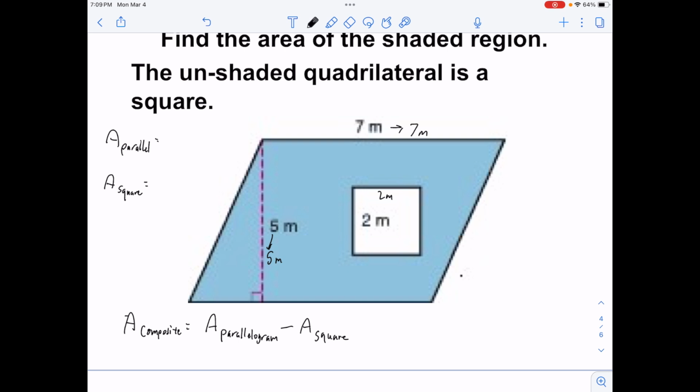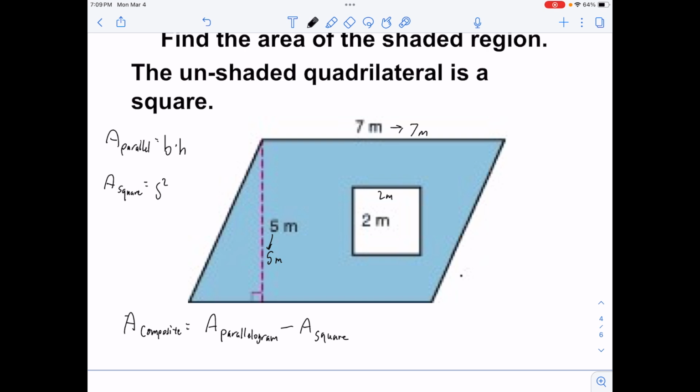In both cases, in a parallelogram, we call it base times height. In a square, it's length times width, but in this case, we can also say side squared. Still length times width because a square is still a rectangle, but it's the same number, so we could just square that one side. And we just go ahead and calculate it out.